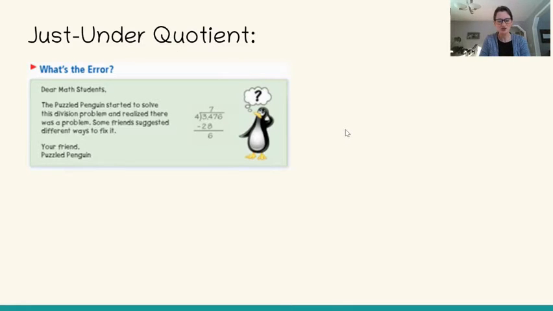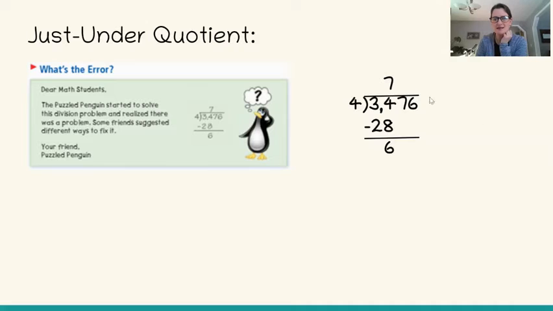So let's take a closer look at Puzzled Penguin's problem and figure out the error. So this is what he has so far. We have 3,476 divided by 4. And so let's talk through what he's done. Clearly, he's looked in the thousands place and said, well, we can't do 3 divided by 4 because 3 is smaller than 4. So he's left that blank. Makes sense. That's correct so far.